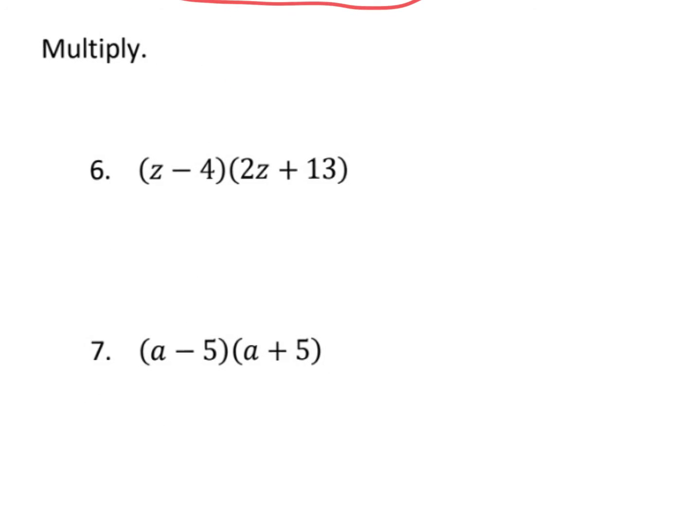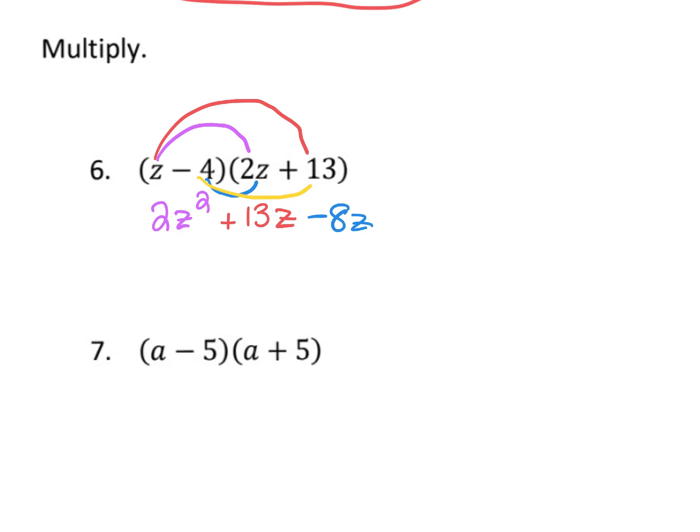All right, number 6, we are multiplying. So we are going to FOIL. So first two, so z times 2z is 2z squared. Our outer two, so z times 13 is plus 13z. Our inside two is our negative 4 times 2z is a minus 8z. And negative 4 times 13 is negative 52.